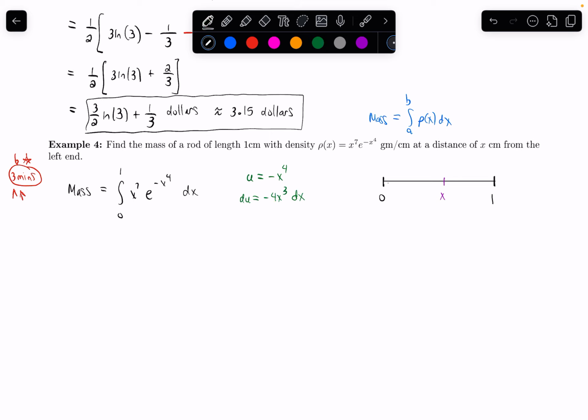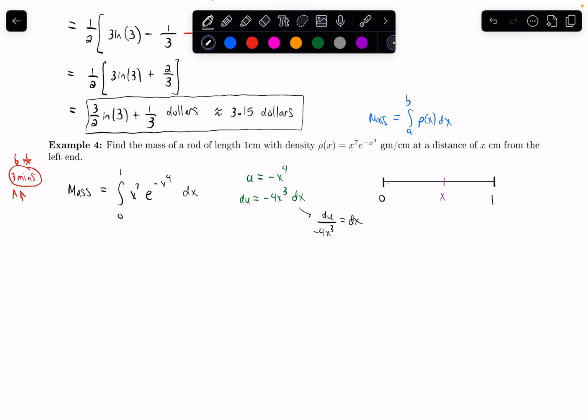Okay, we might notice that I don't see x to the 3rd here, I see x to the 7th, but it'll turn out that this is going to be helpful. Let's isolate the dx. I'll get du over negative 4x to the 3rd equals dx. Because I have a definite integral, I have to convert these limits to be in terms of u. So let's do that.